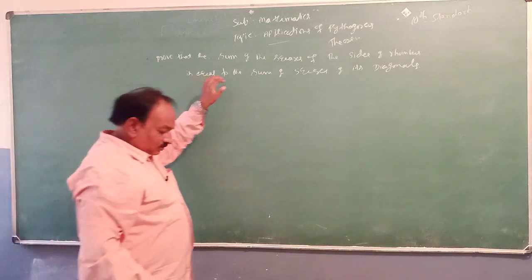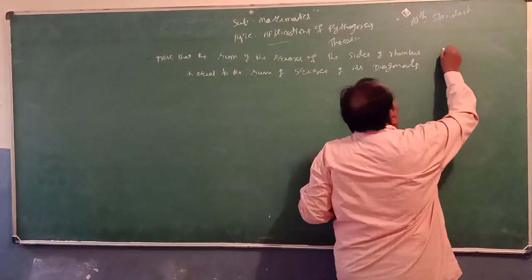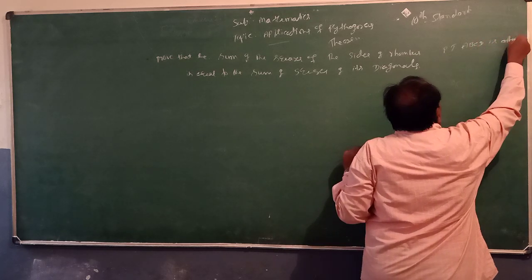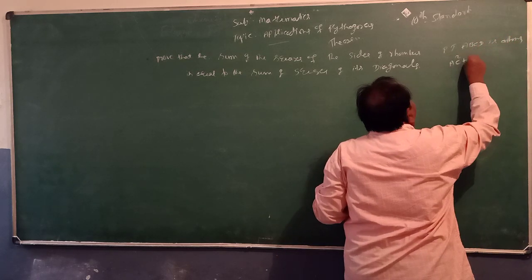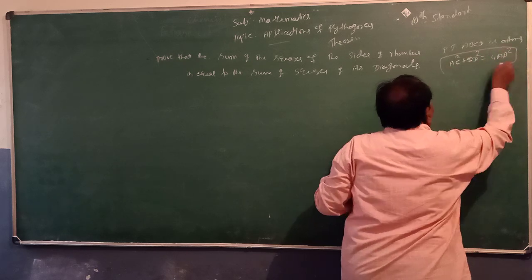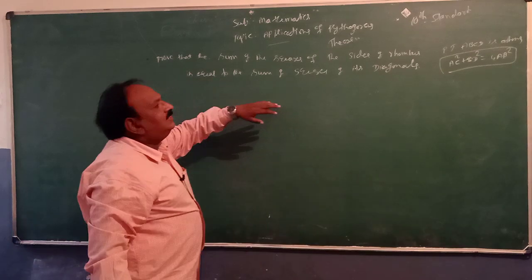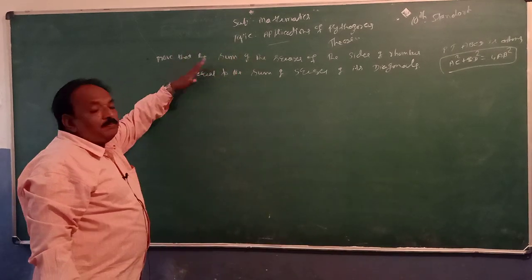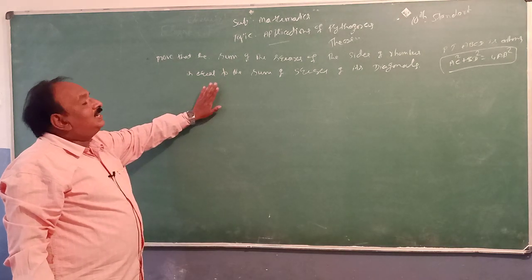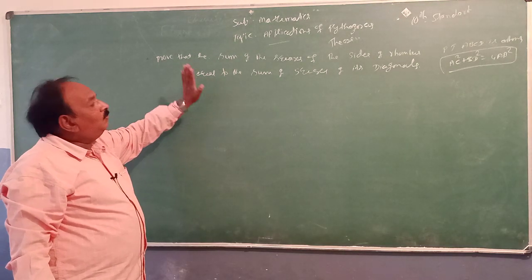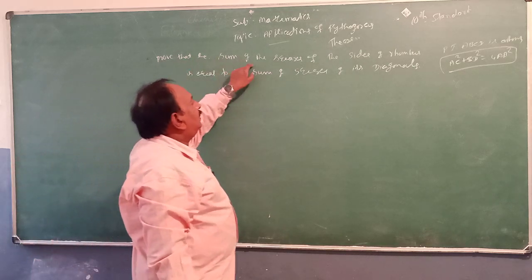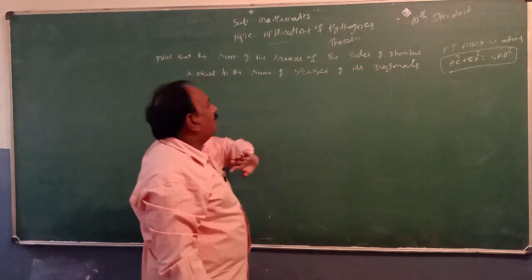This problem may come again like this: prove that if ABCD is a rhombus, then AC square plus BD square is equal to 4AB square. This problem may be asked like this also. This is in the old syllabus. This problem has been there for 20 years, so you have to work out this problem because it is very important. This is one of the major applications of the Pythagoras theorem. So prove that the sum of the squares of the sides of the rhombus.